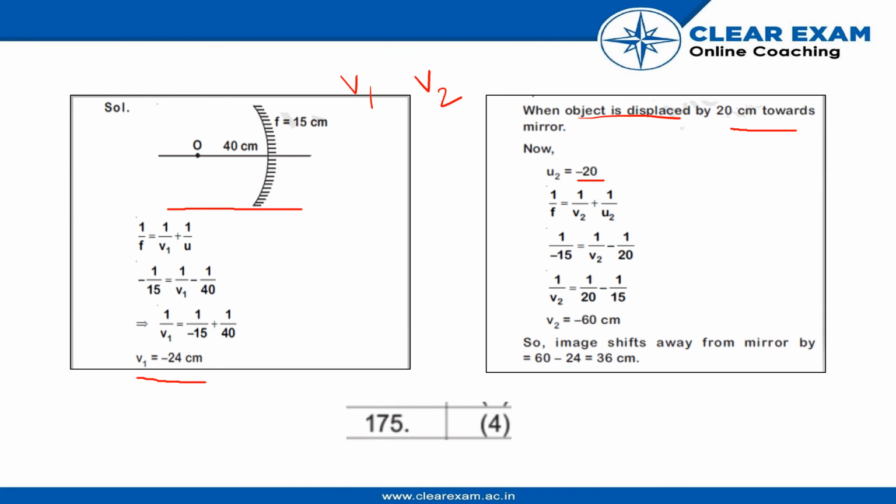So now, in order to determine the image shift, we will be subtracting both of them, that is 60 minus 24, giving us 36 centimeter, and that is option 4.